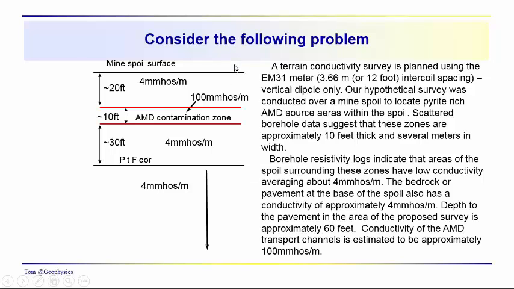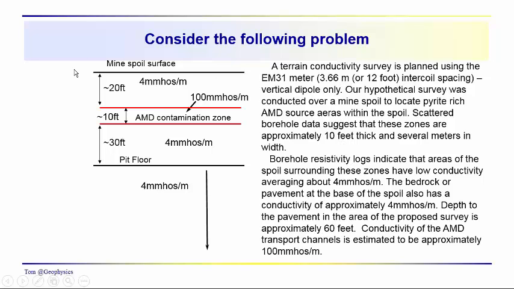As you were reading through McNeill, you probably found that there were some exploration depths mentioned. For example, with the EM31, you've got a 3.66, 3.67 meter intercoil spacing, about 12 feet. And for the vertical dipole, McNeill suggests that the depth of exploration is about 1.5 times the intercoil spacing, or 18 feet, or a little over 5 meters.